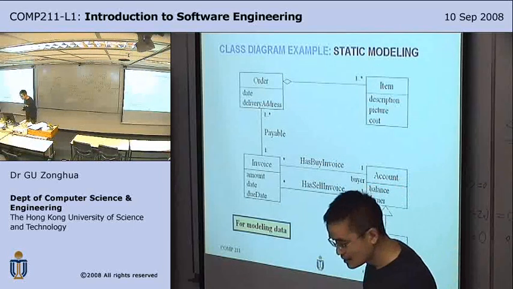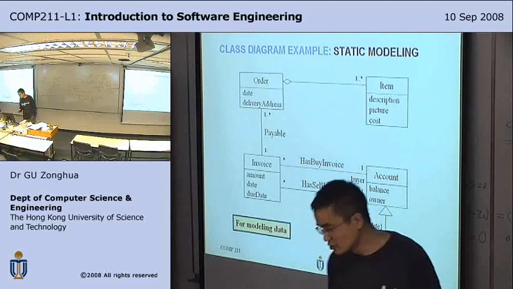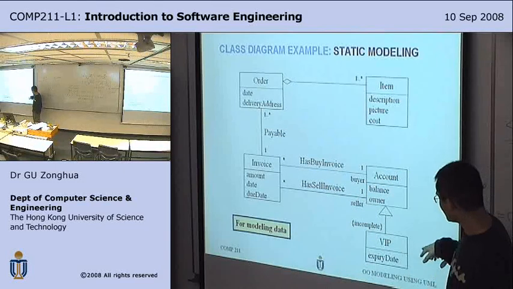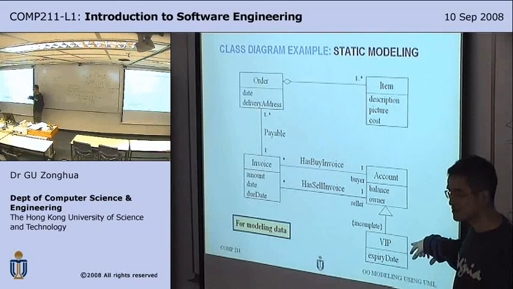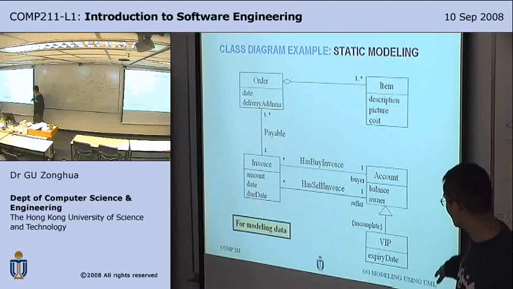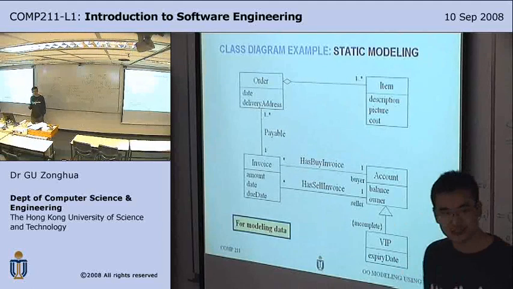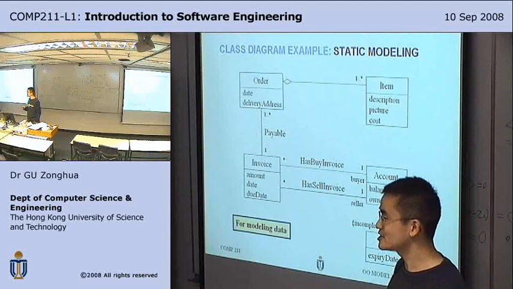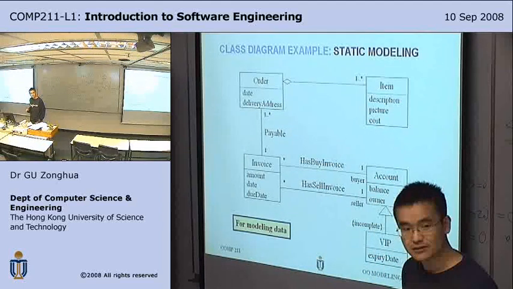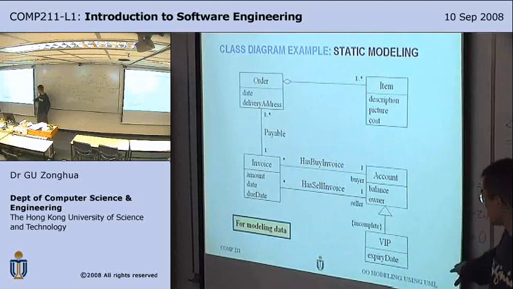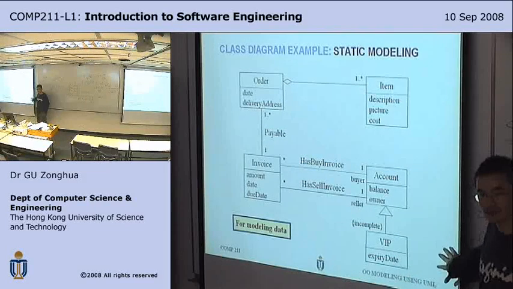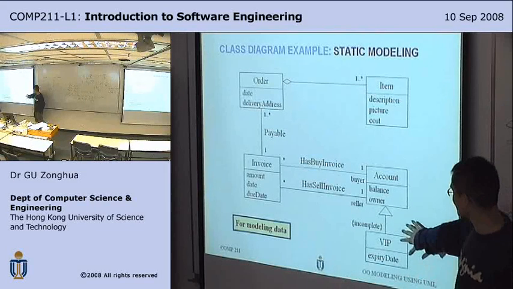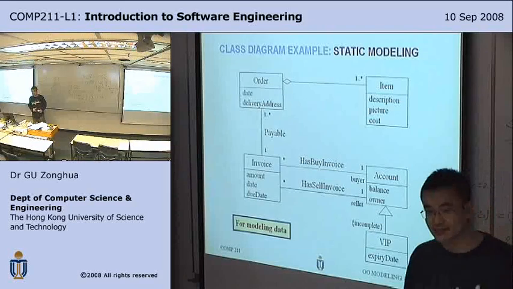So do you need a separate, say, non-VIP account as another subclass in this class diagram? Then it will be complete, right? Do you need it? Any volunteers? How about adding a non-VIP account over there that also inherits from the account class?